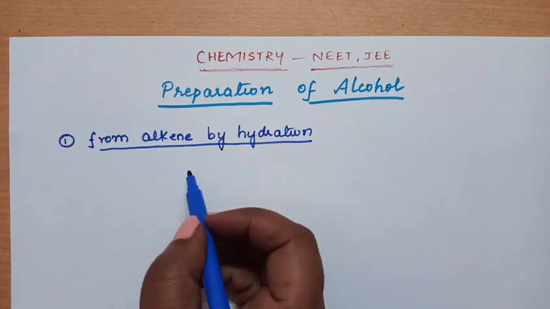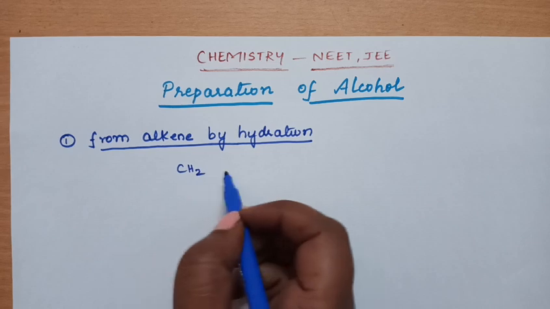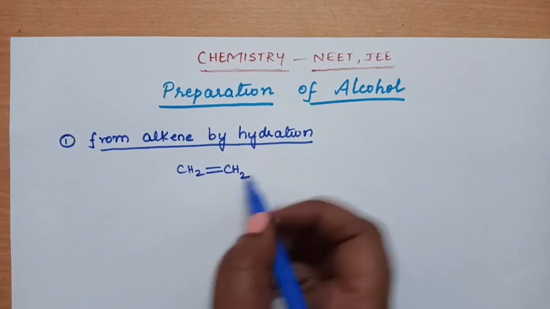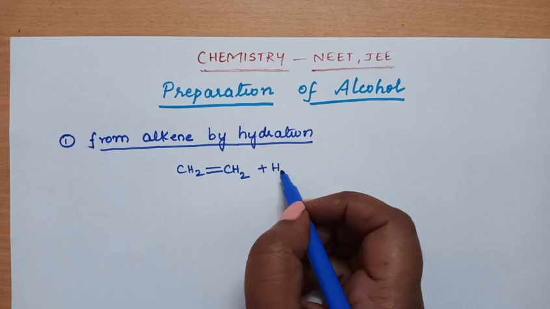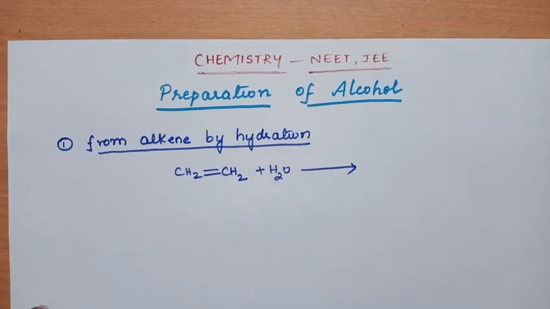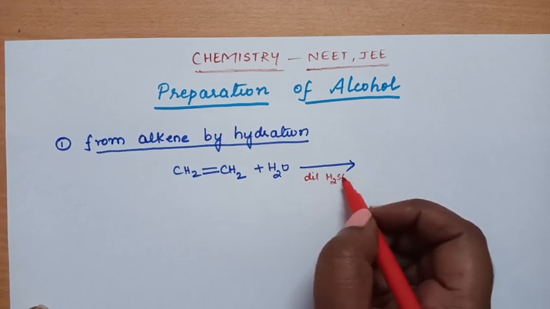So here let us take a simple alkene, for example CH2=CH2. So we are taking ethene. We are treating it with water in the presence of dilute acid like sulfuric acid.